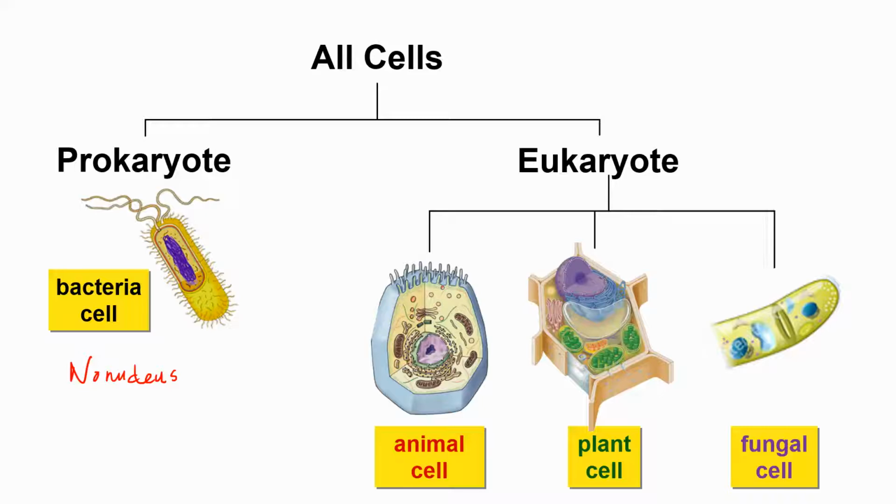All eukaryotic cells have a nucleus, and this does include protists too. Not only do they have a nucleus, they have a number of other organelles inside, which we call membrane-bound organelles. So they are very compartmentalized and they are organized.